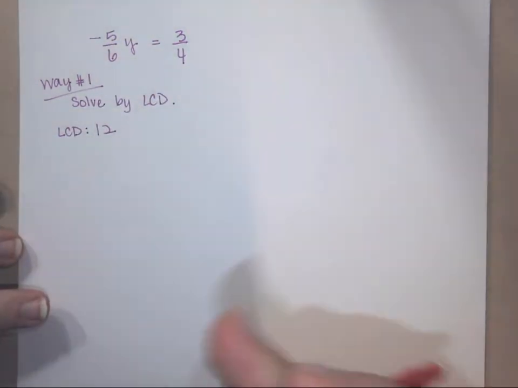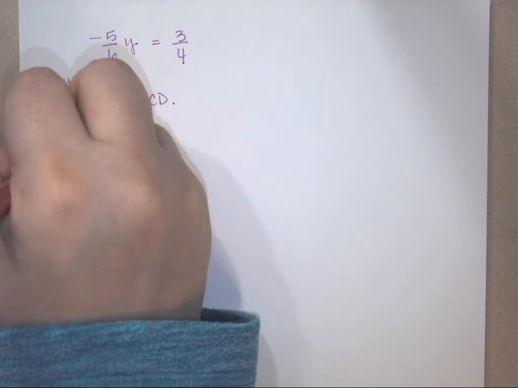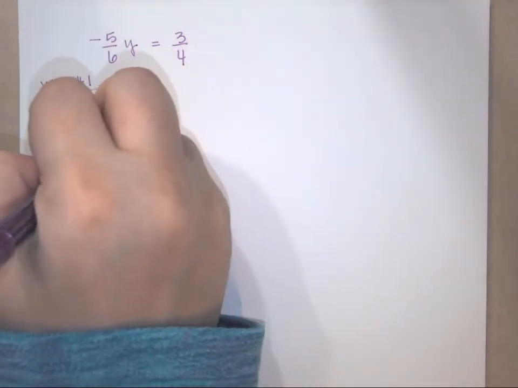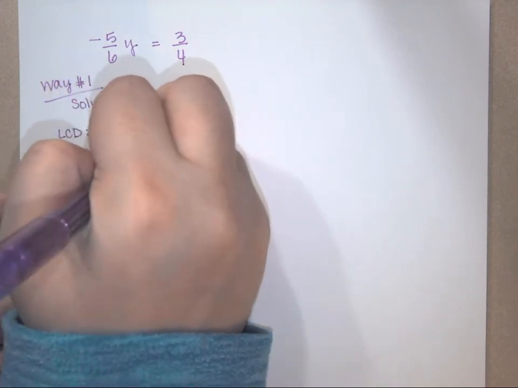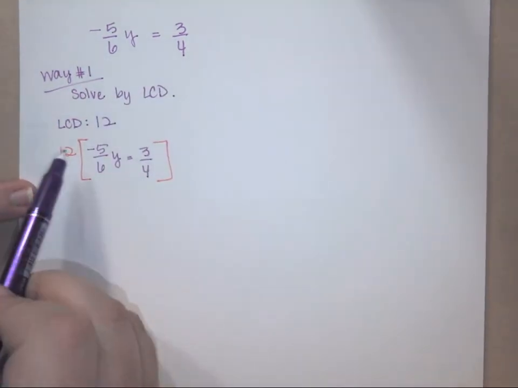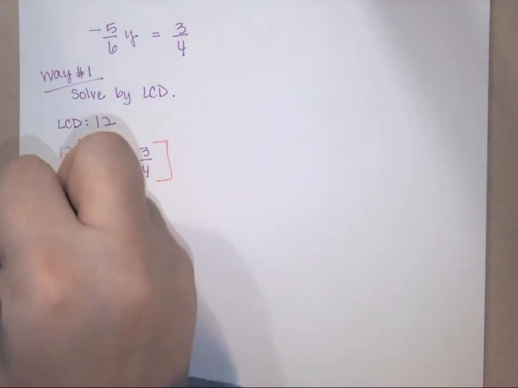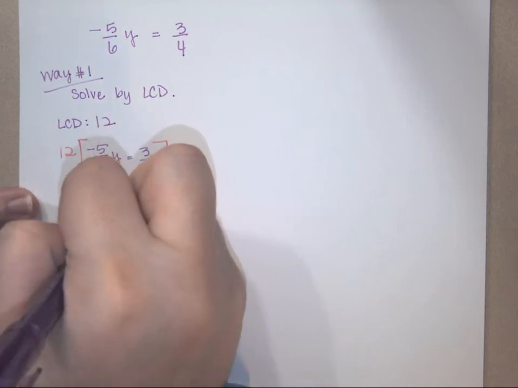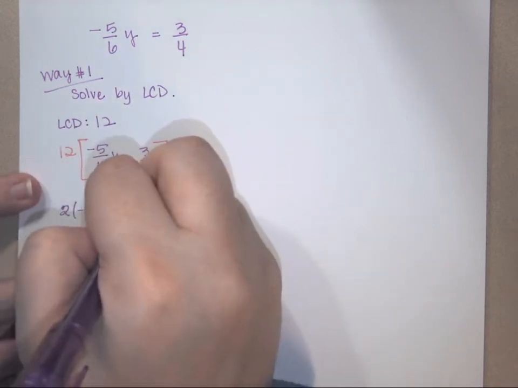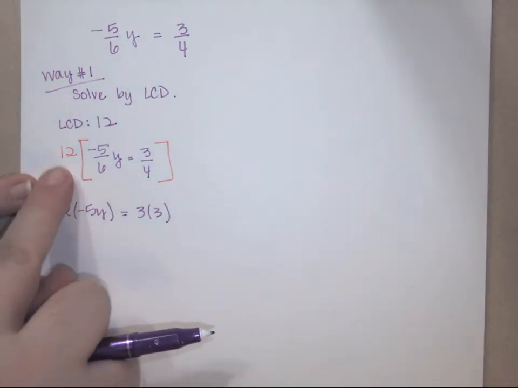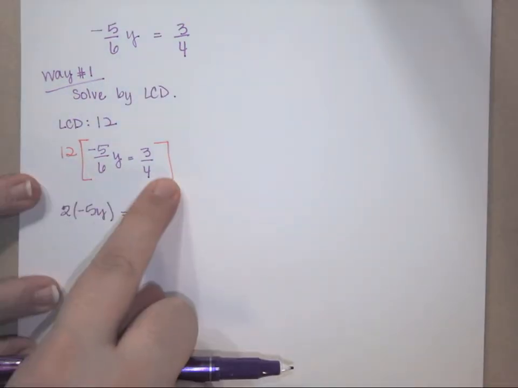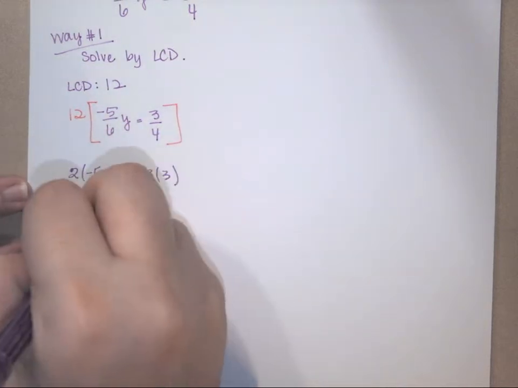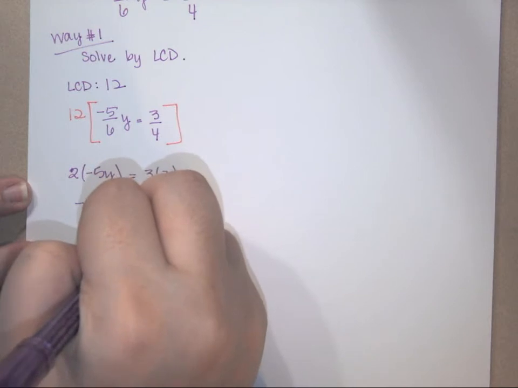So I'm going to take that 12 and multiply it by my entire equation. So negative 5 over 6y is equal to 3 over 4. When I multiply the 12 in, this is going to become 2 times my negative 5y, and this is going to become 3 times my 3. So we're going to take the 12 over 6 and 12 over 4. Here we end up with negative 10y is equal to 9. So y equals negative 9 over 10.